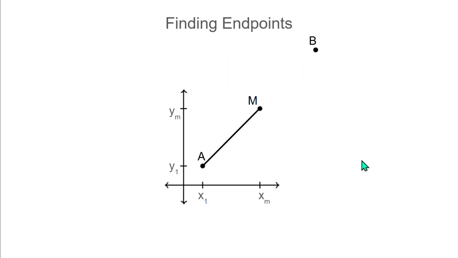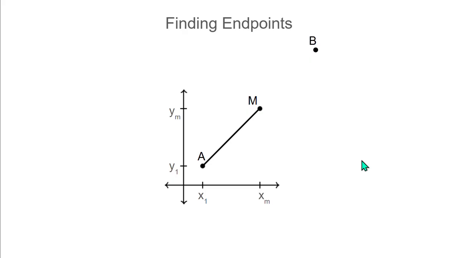Given the coordinates of points A and M, and the fact that point M is the midpoint of line segment AB, we can find the coordinates of point B. But how? Well, we know that the change in each direction between points A and M and between M and B are the same because, well, M is the midpoint, and we can find that change by subtracting the x or y value of point A from that same value of point M. And once we know the change, we can apply that same change to point M to get to point B.